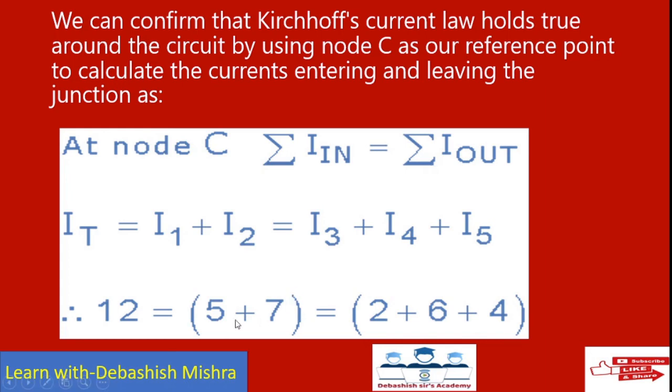Or you can cross check it: 5 plus 7 minus (2 plus 6 plus 4) is also 0. Incoming current minus outgoing current is equal to 0. The algebraic sum of all the currents is equal to 0. So you can prove it. Kirchhoff's current law is proved here.